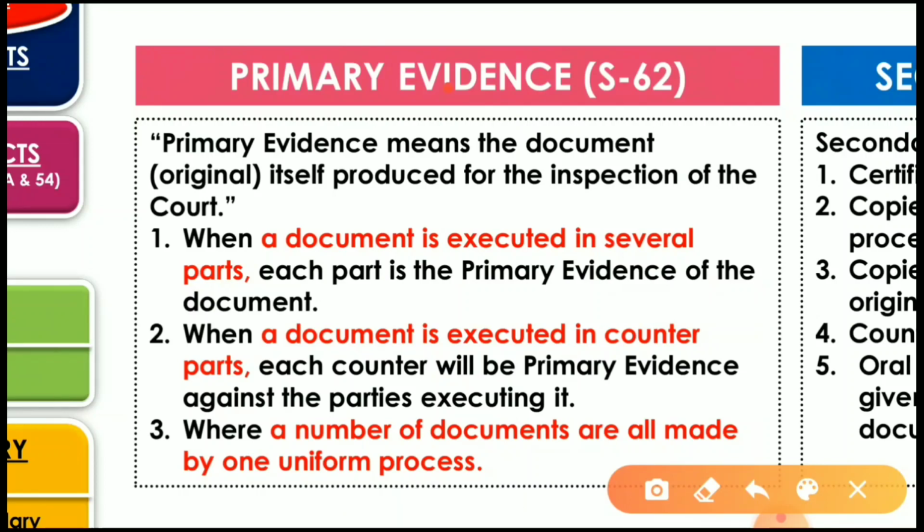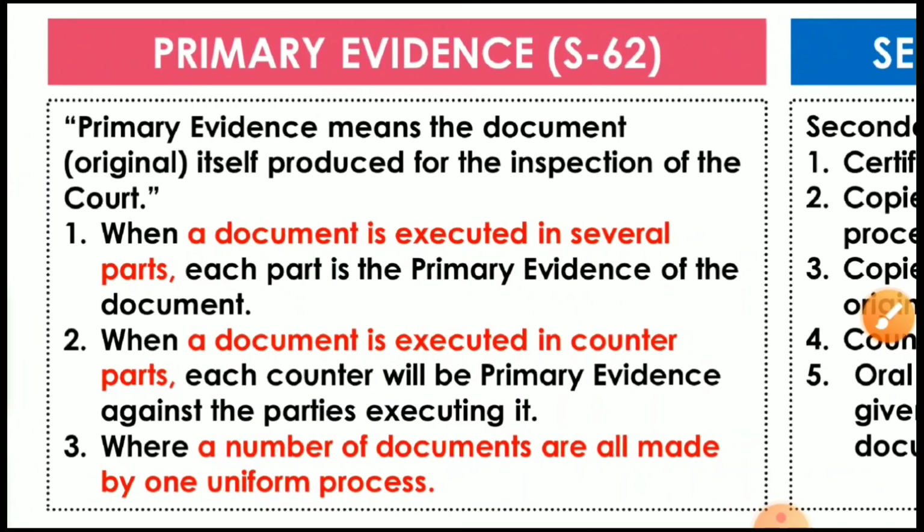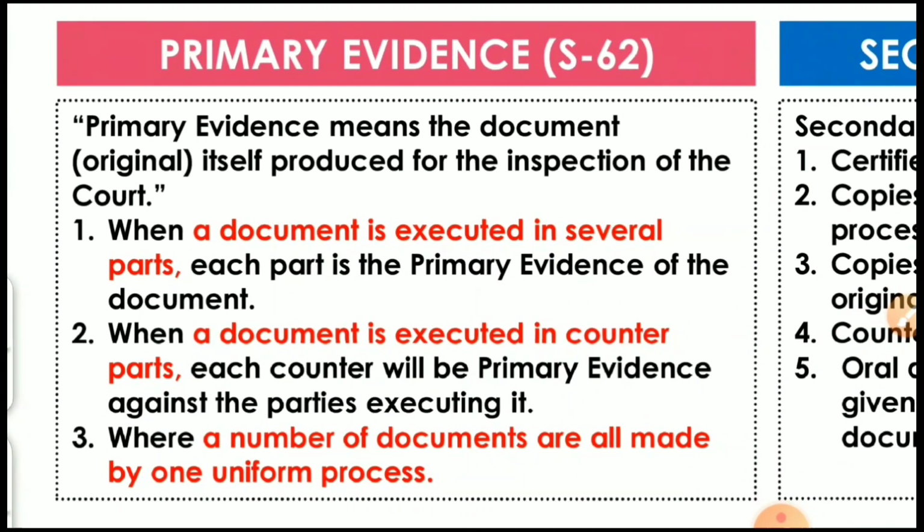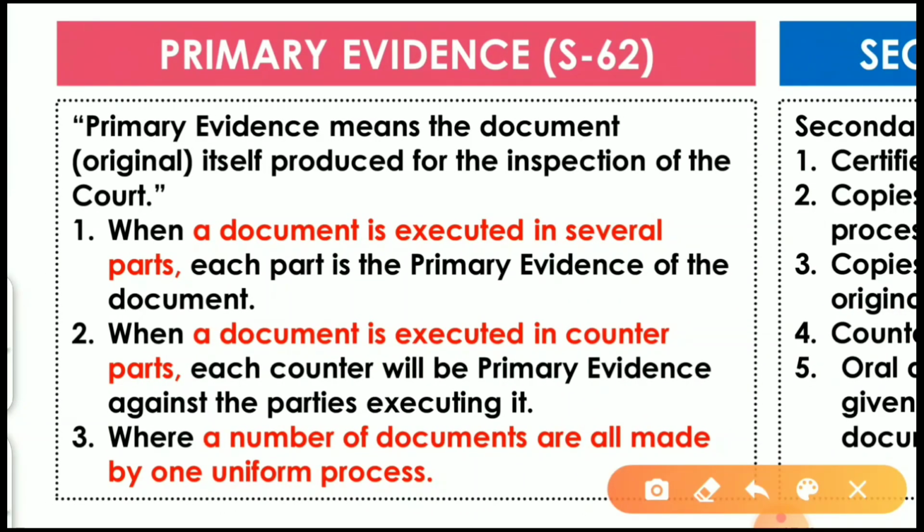In this video, I would like to explain the concept of primary evidence and secondary evidence. Section 62 says that primary evidence means the document itself produced for inspection of the court. Here, document means the original itself produced for inspection of the court. Then what is primary evidence? What are the different kinds of primary evidence?